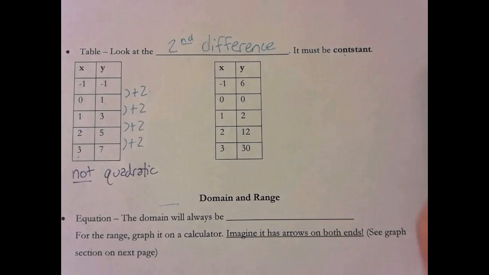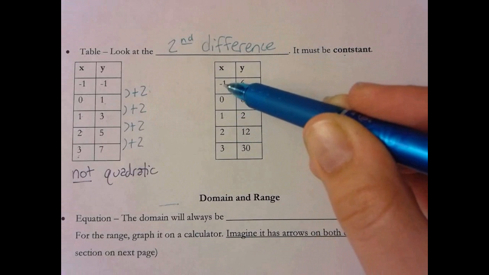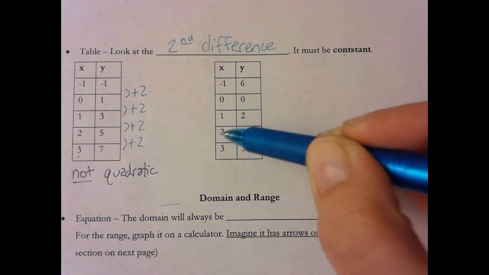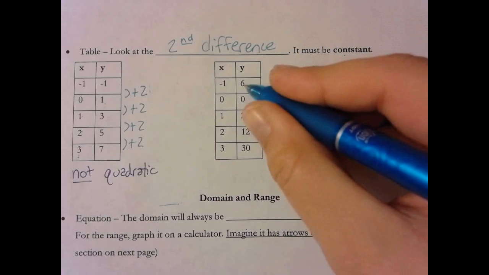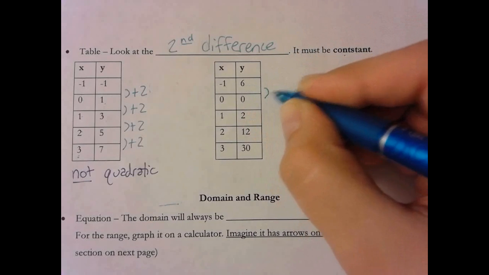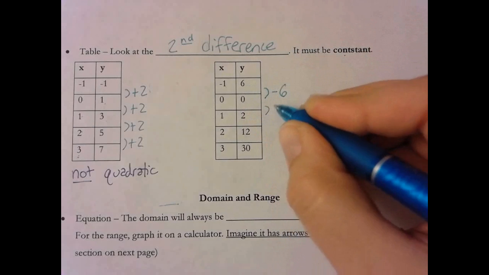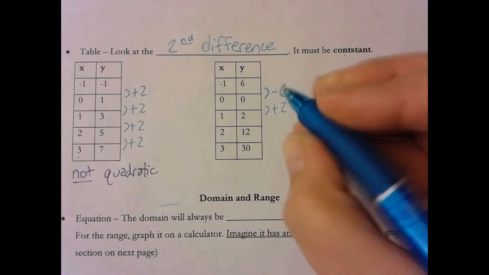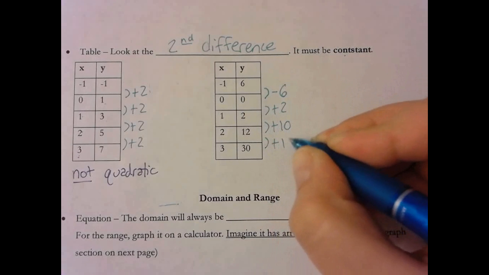Let's look at this one. Again, let's double check our x's. So it goes up by 1, 1 plus 1 plus 1 plus 1 plus 1. Awesome. So x is constant. Now we can look at our y's. To go from 6 to 0, we subtracted 6. To go from 0 to 2, have to add 2. 2 to 12, that's adding 10. 12 to 30, that's adding 18.